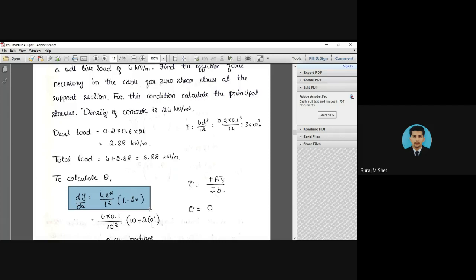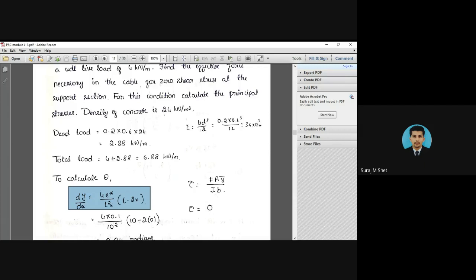I will differentiate the equation of y. The y expression is y is equal to 4e star divided by L square into Lx minus x square. If I differentiate the equation, I get dy by dx equals 4e star divided by L square into L minus 2x, because the differentiation of Lx is L and the differentiation of x square is 2 into x. This is the formula to calculate dy by dx. In the exam you have to remember this formula.